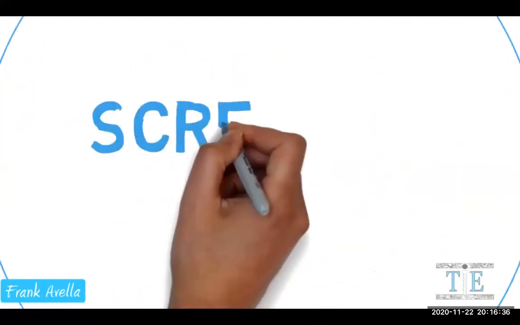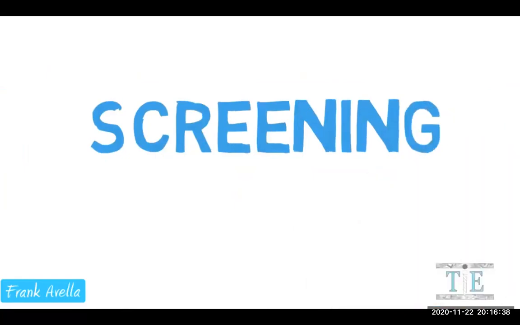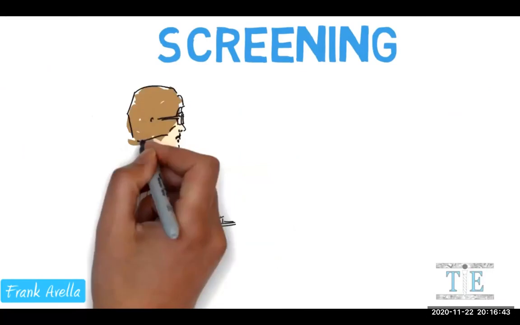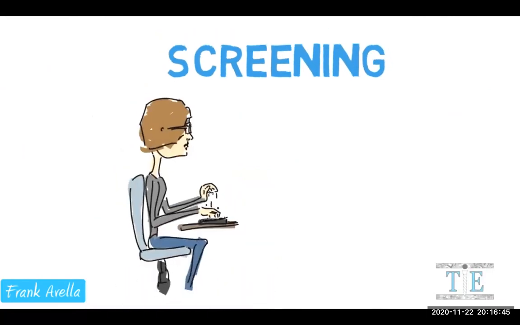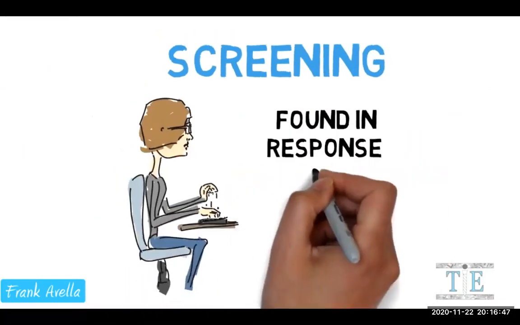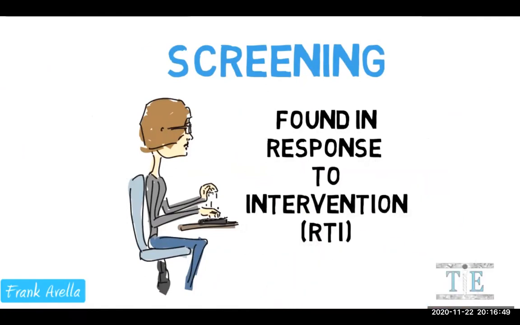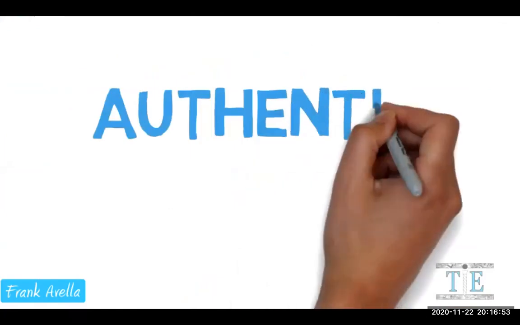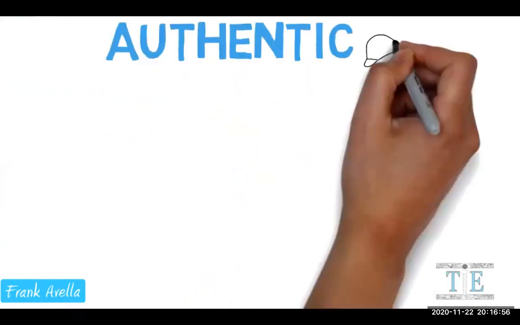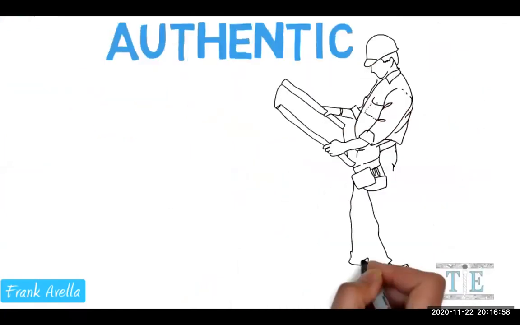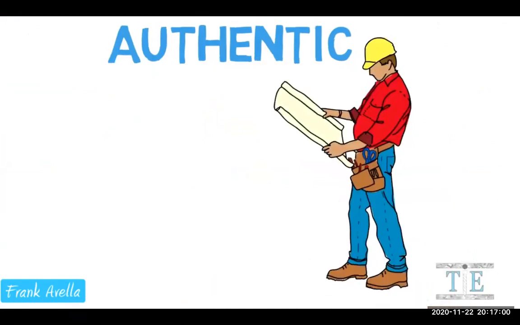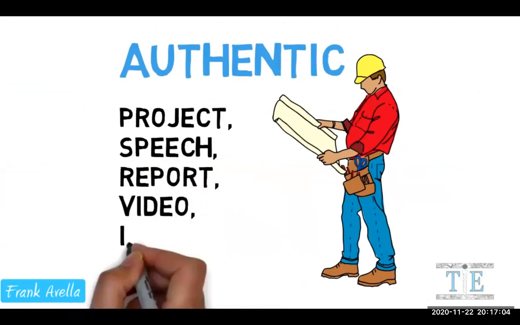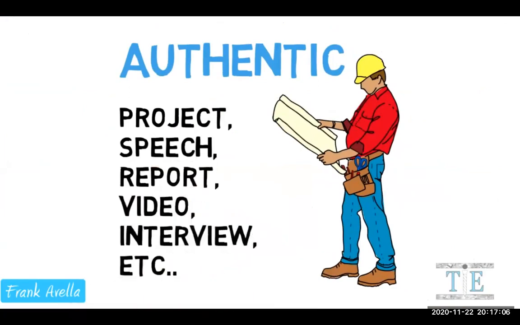Screening. Screening is usually used to identify students in danger of failing. Screening is found in RTI, which is response to intervention, and it's becoming more and more popular. Authentic assessments are assessments designed to take place in an authentic setting. Like a speech to a large crowd would be an example of an authentic assessment for a public speaking class.